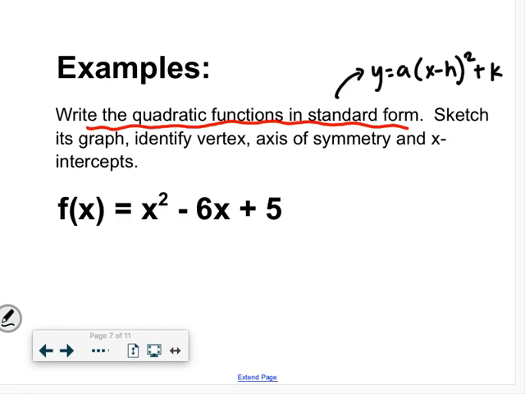Thank you. Complete the square. Everybody's favorite. It's so cool. It gave us the quadratic formula. Complete the square. It's amazing. Okay, we're going to rewrite it by completing the square.